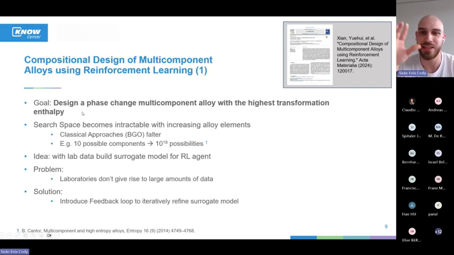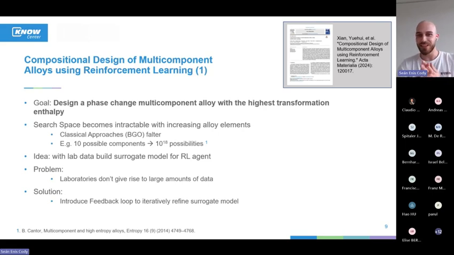And the goal they basically had was to design a phase change multi-component alloy with the highest transformation enthalpy. And the issue they ran into very quickly was that the search space became intractable with increasing alloy elements. And this is where they say that classical approaches such as Bayesian global optimization falter. One example is, if you have 10 components, you're going to have 10 to the power of 18 possibilities for these alloys.